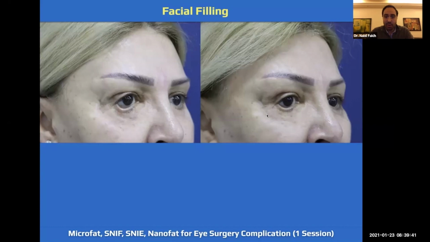And this is after only one session of Microfat, SNIF, SNIE, and NanoFat for the area. For sure, they require more. See the improvement of the conjunctival show.